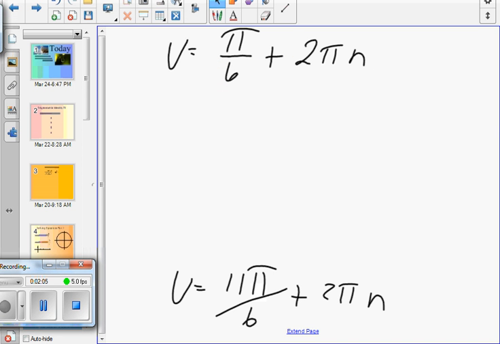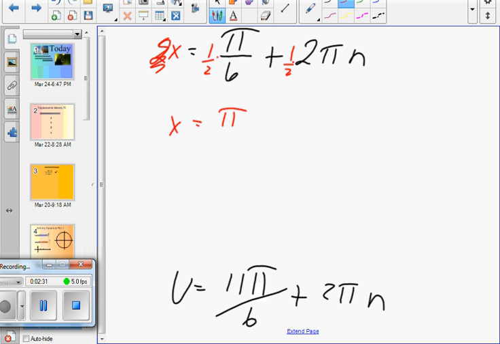Okay, so first you swapped out the U for a 2x because this is like the end of a U substitution where you'd get an answer that says U equals, but then you swap it out for what was substituted in the first place. So it's 2x equals all that. So how do I get x alone? It's simple. Divide by 2 or multiply by a half. So did you already multiply each of these things by 1/2 and then get x equals pi over 12 plus pi n, since the 2's cancel? Raise your hand if you had that right. Okay, good.